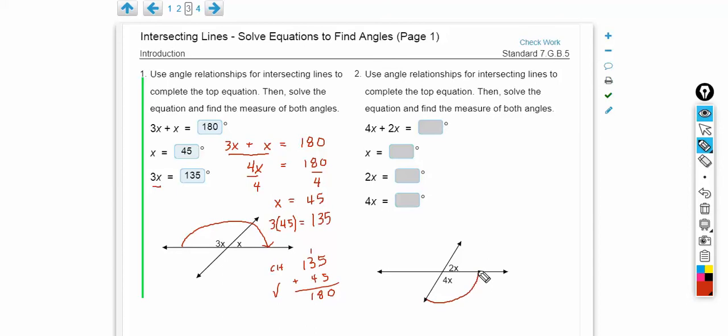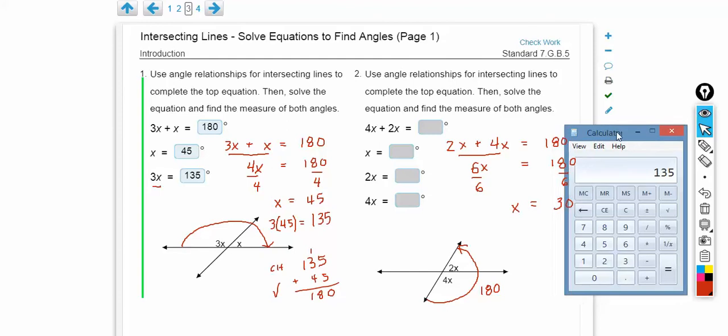Right here is another straight angle, which has to equal 180 degrees. So we're going to get 2x plus 4x equals 180. We combine the like terms and get 6x equals 180. Divide both sides by 6. X equals 30. Okay.